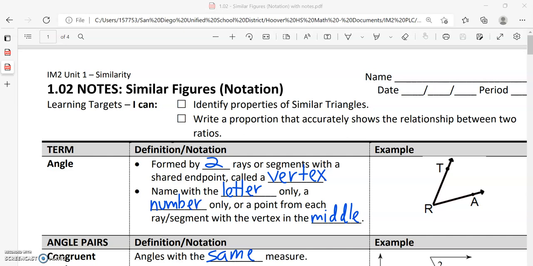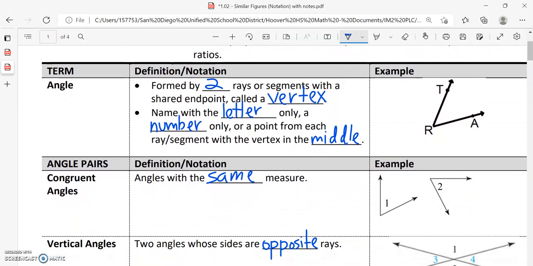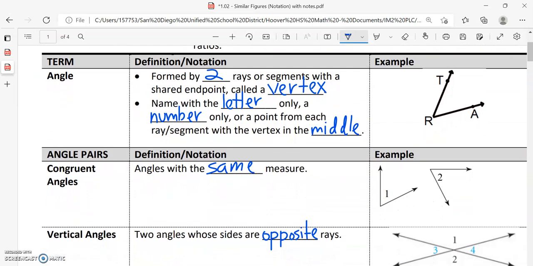All right, this is 2.02 actually. I have the unit backwards. So 2.02, similar figures, notations. We're going to go over some notation and some things that you should already know, but if you don't, now's your chance to learn. So we have an angle.